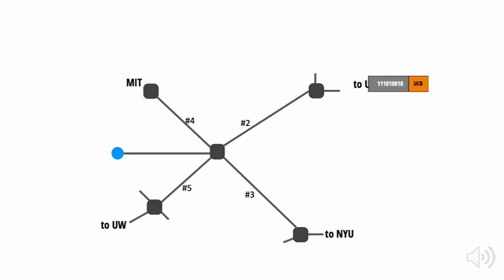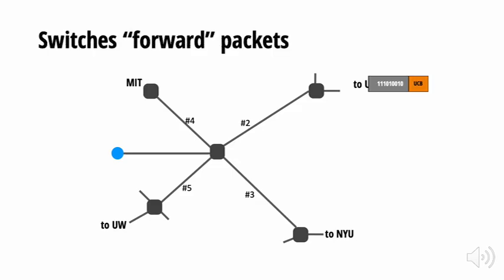So this is what we call a forwarding table, and what the switch has just done, we call this operation forwarding a packet. So switches forward packets. Okay? That's the per packet task that a switch does.